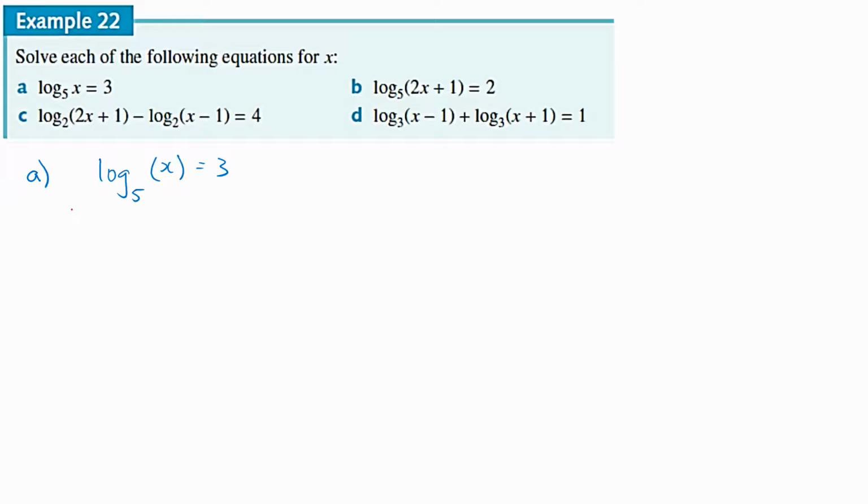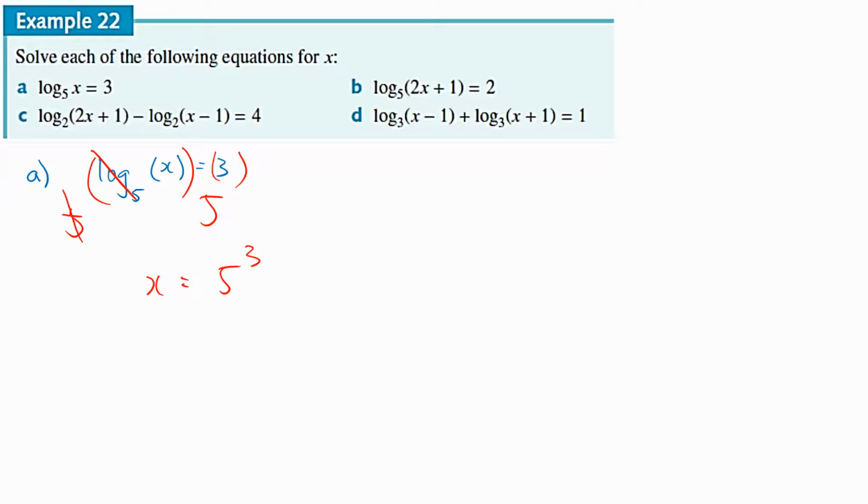So if I said 5 to the power of whatever that is, and 5 to the power of whatever that is, see, I'm doing it on the left, I'm doing it on the right. 5 to the power of these log 5 should cancel out. What are you left with? X is equal to 5 to the power 3. You can read it as 5 to the power of 3 is equal to x.